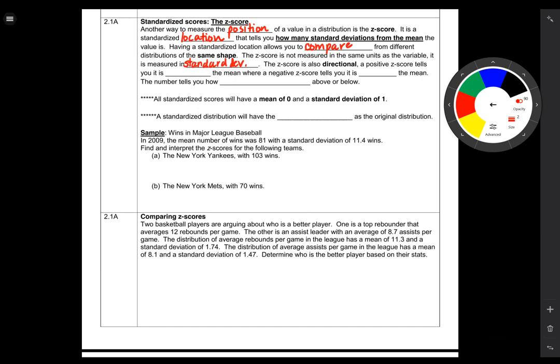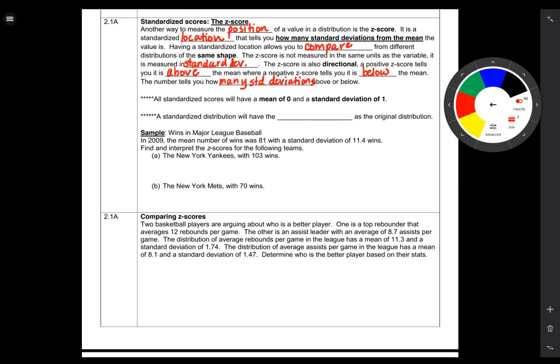The z-score is also directional. A positive z-score tells you it is above the mean, where a negative z-score tells you it is below the mean. The number tells you how many standard deviations above or below the mean, and you have to mention that it's above or below to get full credit. And that's why we're going to do examples so you know how to do it.